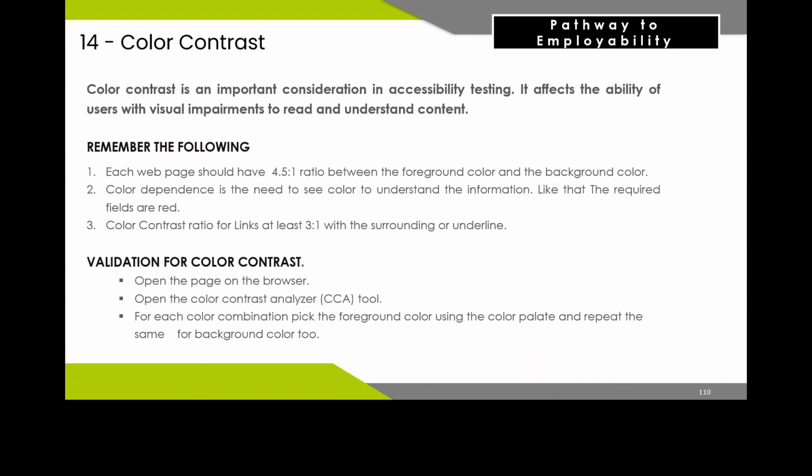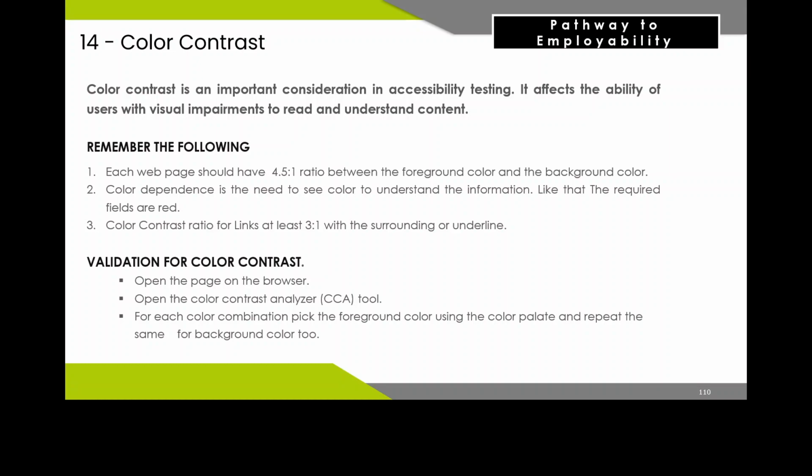Here we'll learn about color contrast. In the spectrum of people with visual challenges, a considerable number of users will be people with low vision and those who have color blindness. The persons with low vision may have different experiences. Some might only have central vision, some may have blurred vision, some may have difficulty in reading smaller font or text that is far from them. Hence, color contrast is an important consideration in accessibility testing. It affects the ability of users with visual impairments to read and understand content.